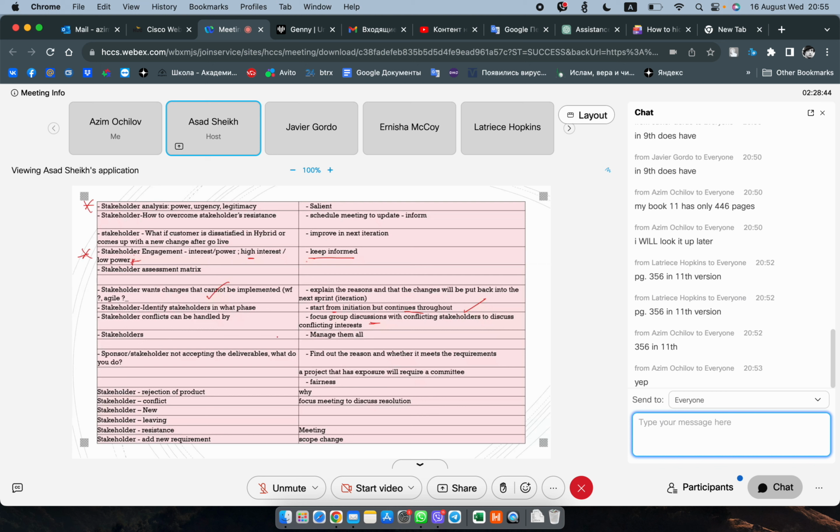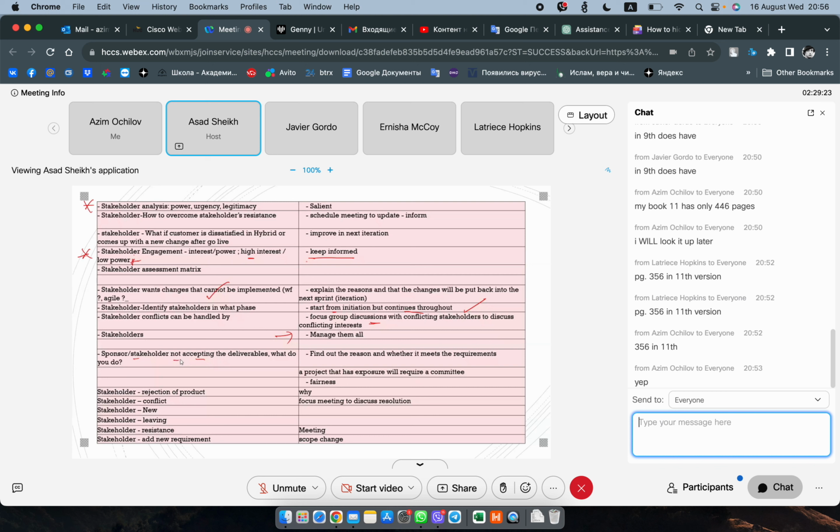Stakeholders, manage them all. Let's say you have stakeholders, should you just manage the sponsors? No, you should manage all of them. Your customers, your sponsors, everybody. Somebody asked a question. Okay, so stakeholders are not accepting their deliverables. What to do? If you provide them with a deliverable in the sprint review, and they don't like it.